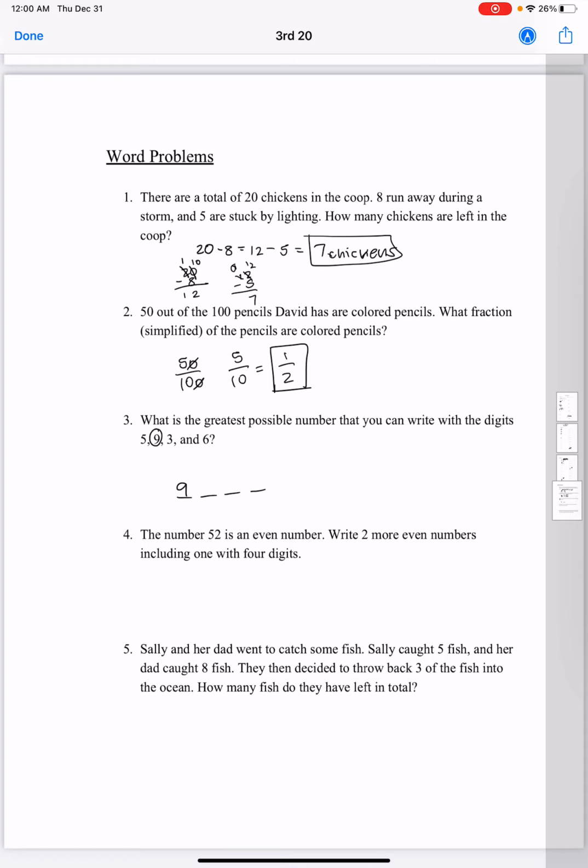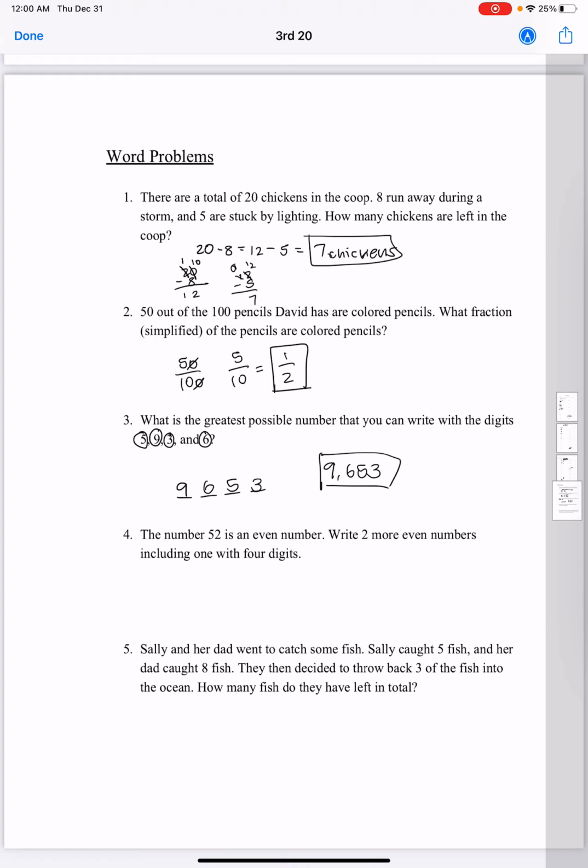So the next biggest number is 6, so that goes in the next spot. The next biggest number is 5, and then the last smallest number is 3. So your answer would be 9,653 would be your biggest number that you can make.